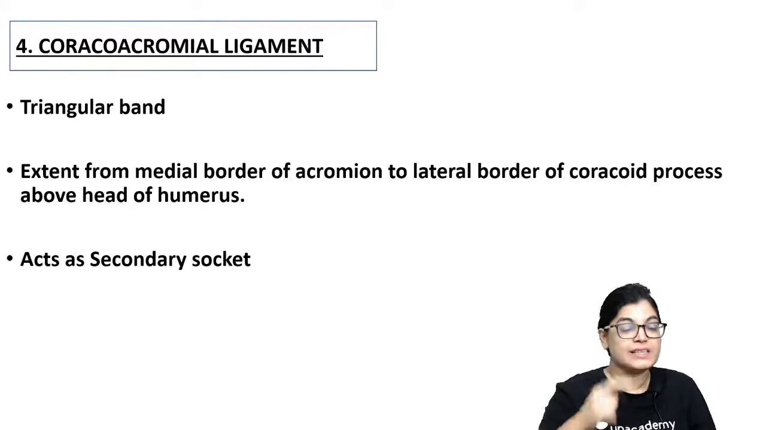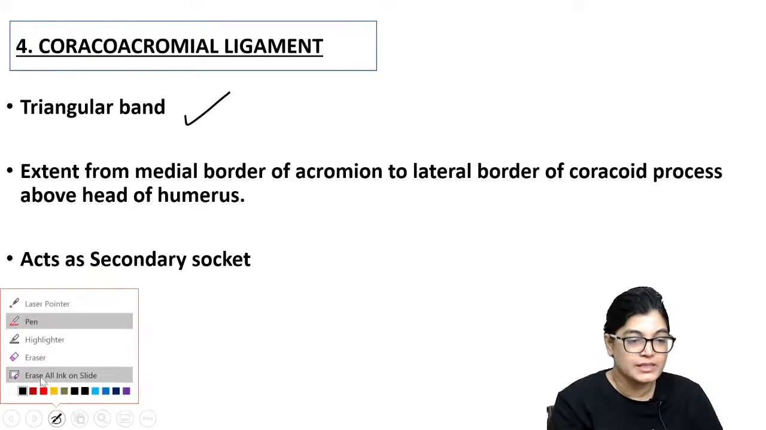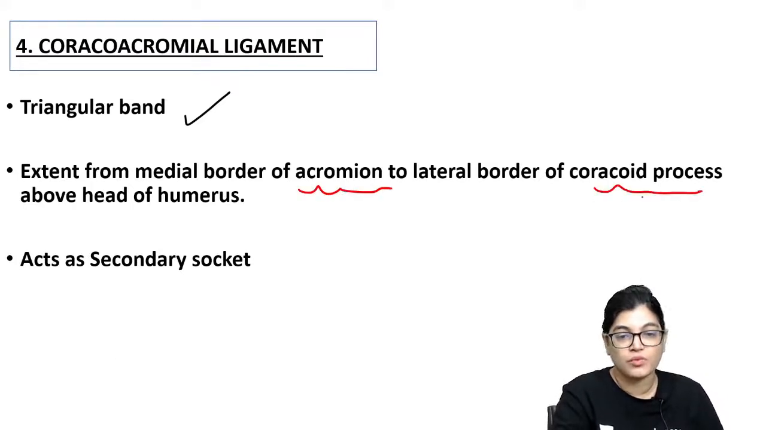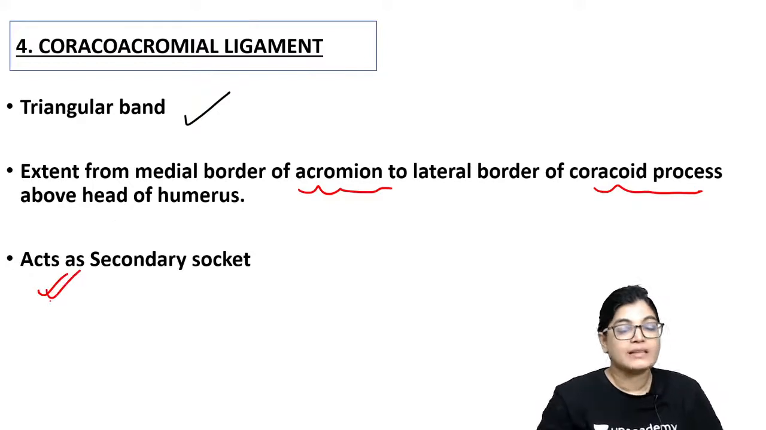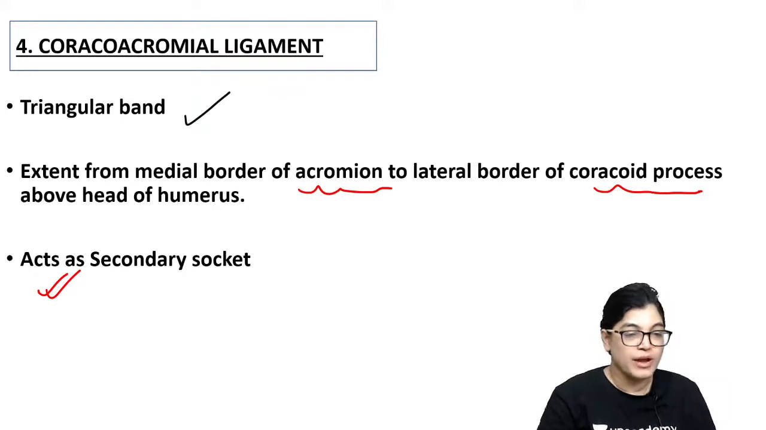It is a triangular band extending from the acromial process to the lateral border of the coracoid process, and the attachment is lying above the head of the humerus. What is the function? It acts as a secondary socket for the head of the humerus. So these are the important points for the coracoacromial ligament.